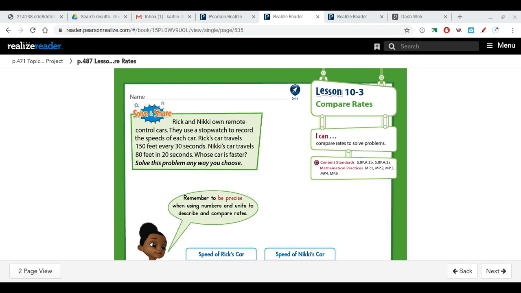If we take a look at our first solve and share, it says Rick and Nikki own remote control cars. They use a stopwatch to record the speeds of each car. Rick's car travels 150 feet every 30 seconds. Nikki's car travels 80 feet in 20 seconds. Whose car is faster? Solve this problem any way you choose.